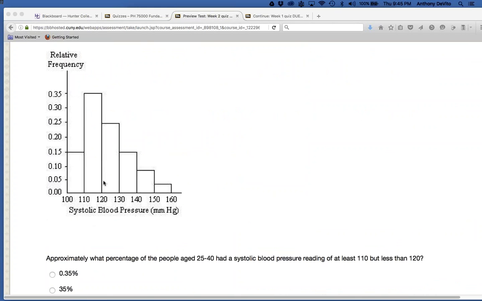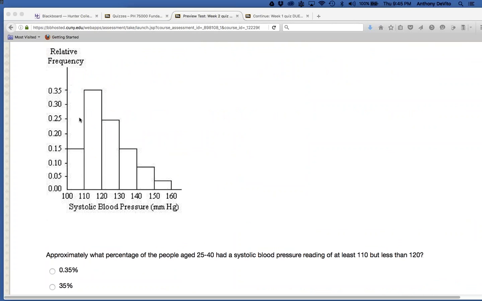This one's a bit different. Here, each bar represents the relative frequency, in other words, the percentage. Okay, so relative frequency here is 15. Thank you very much, Isabel. The relative frequency is 15% in this group between 100 and 110.